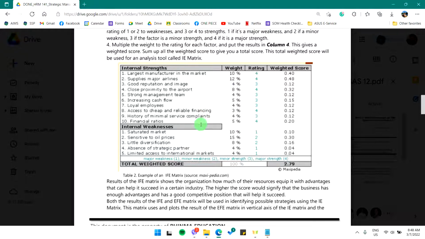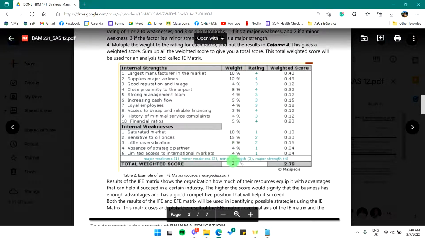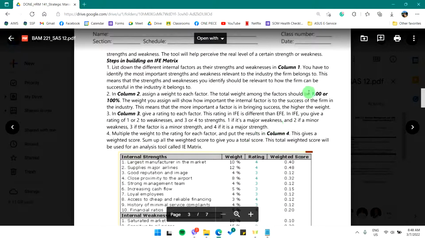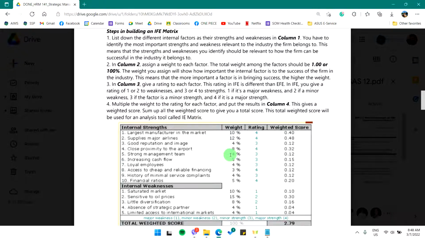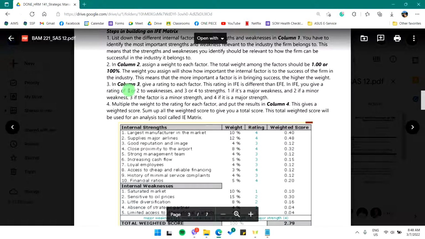Mag-identify ka lang din ng strengths, ng weaknesses mo. And then you will assign weight value with a total of 100% or 1. Nakalagay pa rin dyan. We will give rating from each key factors.